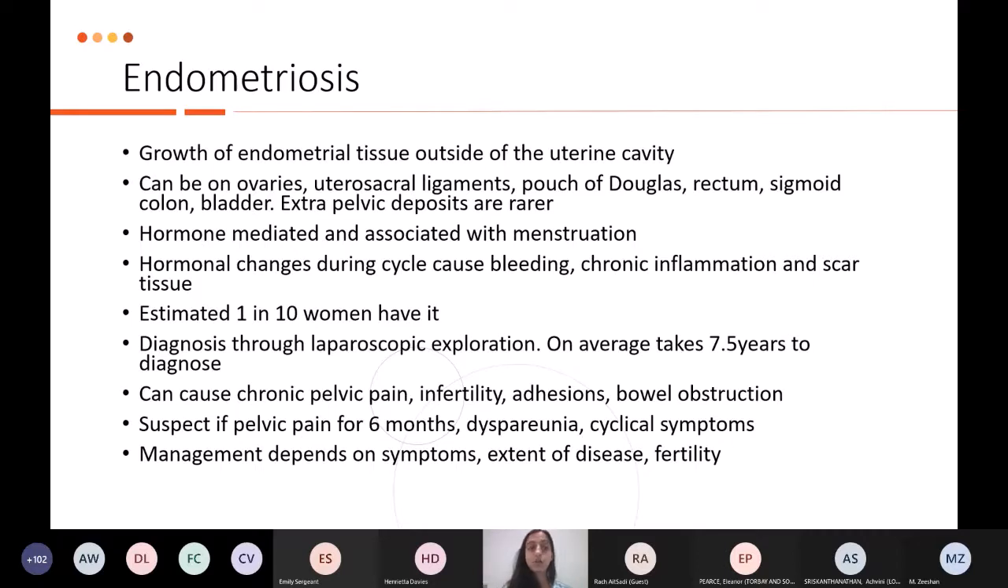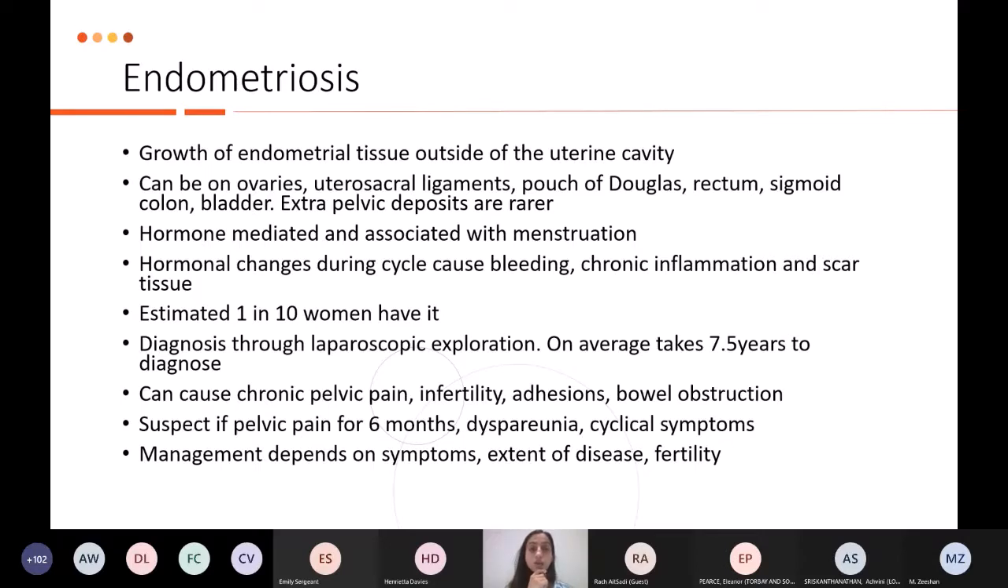It's estimated that 1 in 10 women have it, but you get varying degrees of presentation and therefore diagnosis. And like we said, the gold standard would be laparoscopic exploration. Because it's so insidious and so variable, it can take women on average 7.5 years to be diagnosed with it.